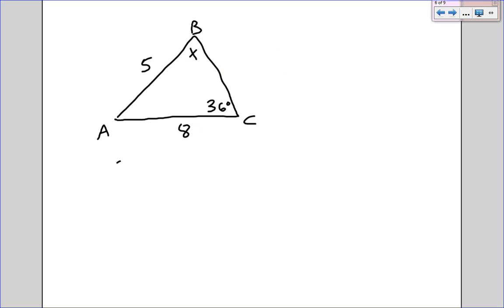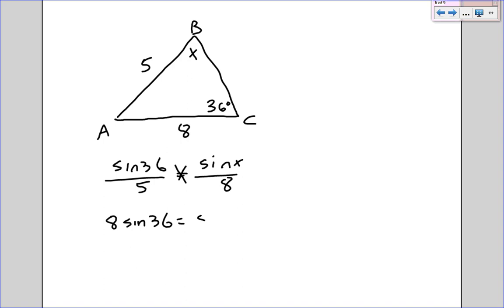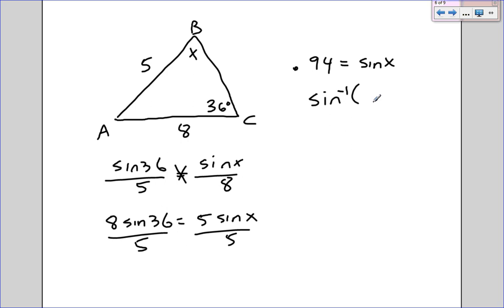So we're going to do sine 36 over 5 equals sine x over 8. Cross multiply, 8 sine 36 equals 5 sine x. Now you want to get sine x by itself, so you divide both sides by 5. And type that in your calculator, being very careful that you close your parentheses. So we get 0.94 equals sine x. And whenever we have sine x, we do the inverse sine in your calculator. So second sine of 0.94 gives me that x equals 70.05, so 70 degrees.